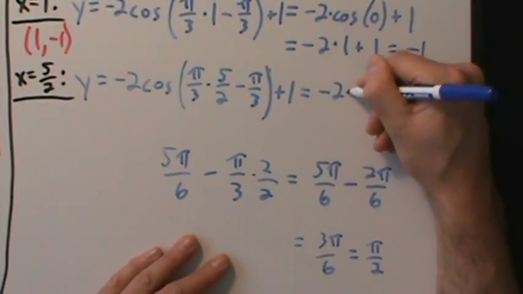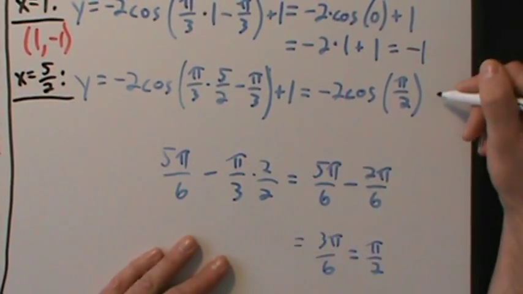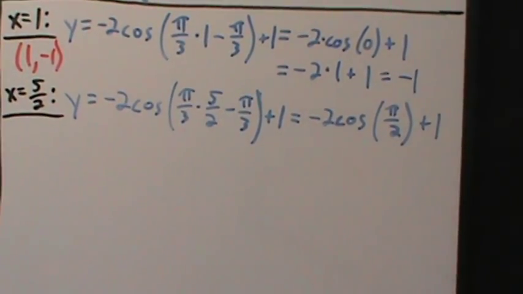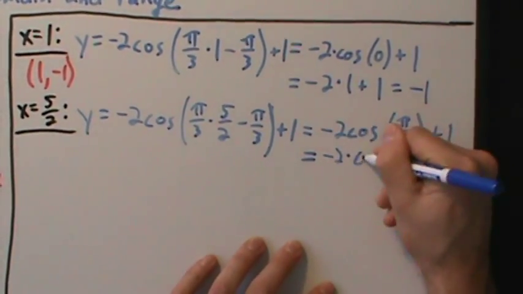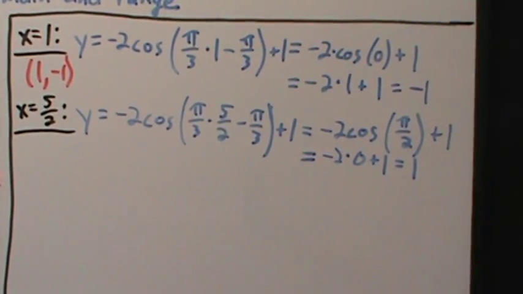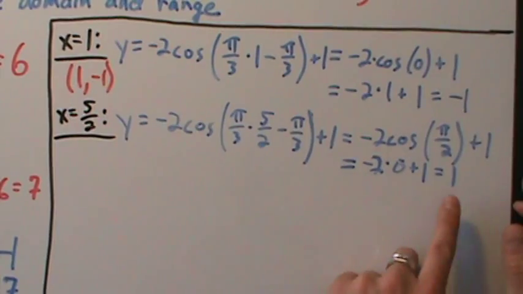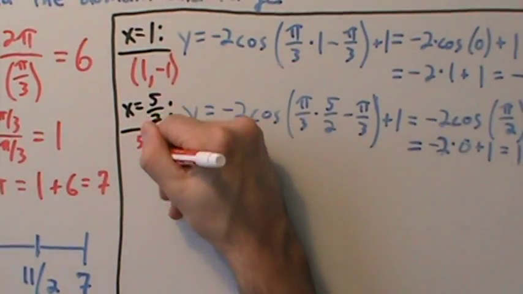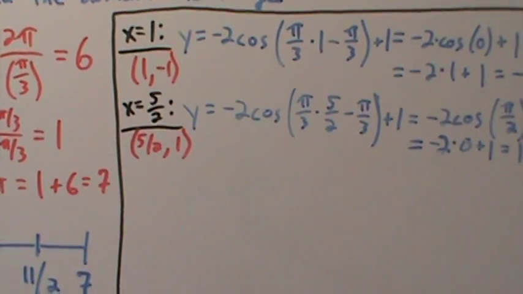So this is -2 times the cosine of pi over 2, and then plus 1. Okay, so let's get rid of this here. Cosine of pi over 2 is 0, so this is negative 2 times 0 plus 1, which is just 1. That's 2 right there. Not that it matters, we're multiplying by 0. So when x is 5 halves, the corresponding y-coordinate is 1. So this gives us the point 5 halves, comma 1. Okay. All right, what's next?